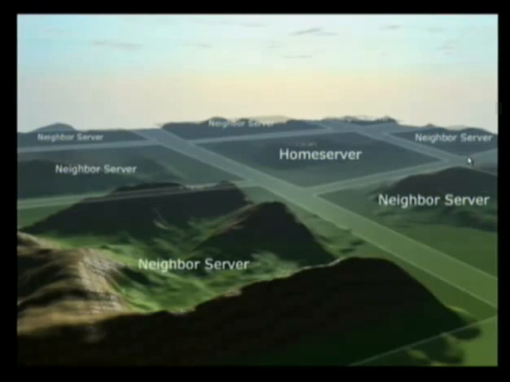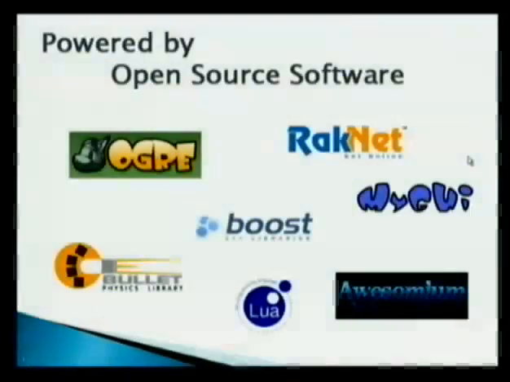Here you can see a screenshot of a server grid of 3 by 3 servers. In the middle you see the home server, and around this are the neighbor servers. The client is totally powered by open source software: Ogre as the render engine, RakNet as the networking engine, Boost as a support library, Bullet for physics, MyGUI for the GUI, and Lua for scripting.